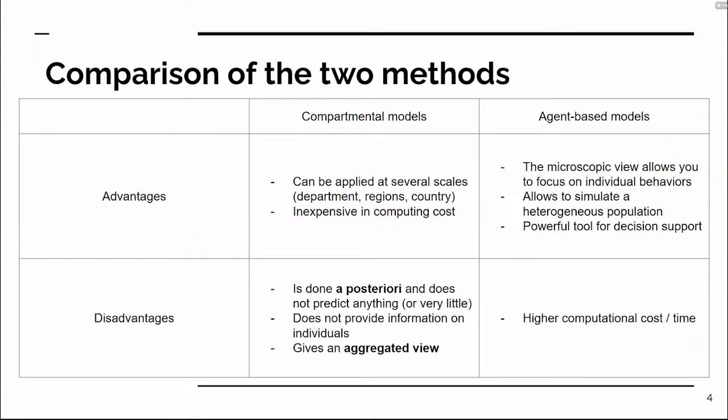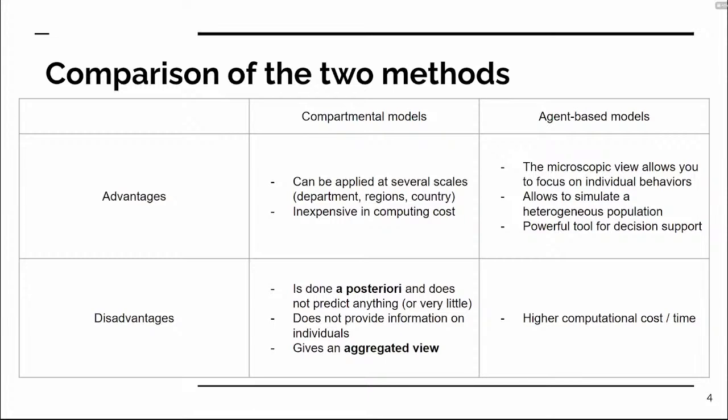So I will make a little comparison of the two methods. Compartmental models can be applied at several scales, and that's one of the biggest advantages of this kind of model. We can study a department, a region, or a country, and this kind of model is not really expensive in computing time. But the main disadvantage of the compartmental model is that they are done a posteriori, and we can't use that kind of model to predict anything. It just gives an aggregated view.